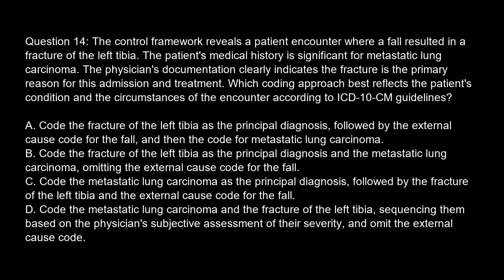Option A. Code the fracture of the left tibia as the principal diagnosis, followed by the external cause code for the fall, and then the code for metastatic lung carcinoma. Option B. Code the fracture of the left tibia as the principal diagnosis and the metastatic lung carcinoma, omitting the external cause code for the fall. Option C. Code the metastatic lung carcinoma as the principal diagnosis, followed by the fracture of the left tibia and the external cause code for the fall. Option D. Code the metastatic lung carcinoma and the fracture of the left tibia, sequencing them based on the physician's subjective assessment of their severity, and omit the external cause code.